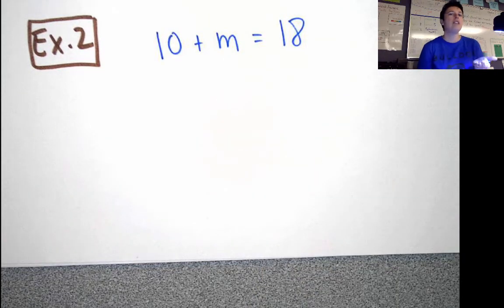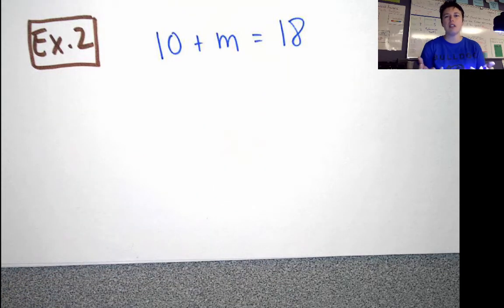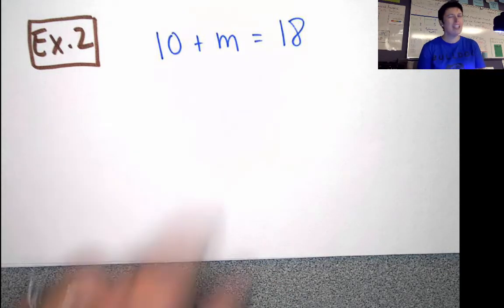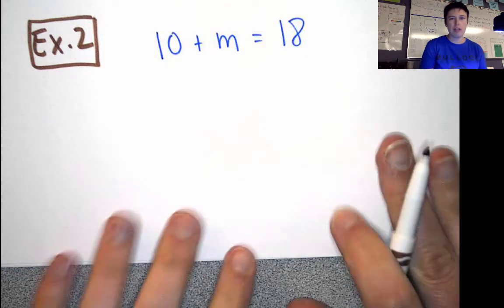Well, I know 10 plus it equals 18. So I'm like, 10 plus something is 18. I think m's 8. 10 plus 8. Isn't 10 plus 8 18? I think it's 8. But I need to show that another way. I need to show that on paper. So here's how I'm going to show it with algebra.